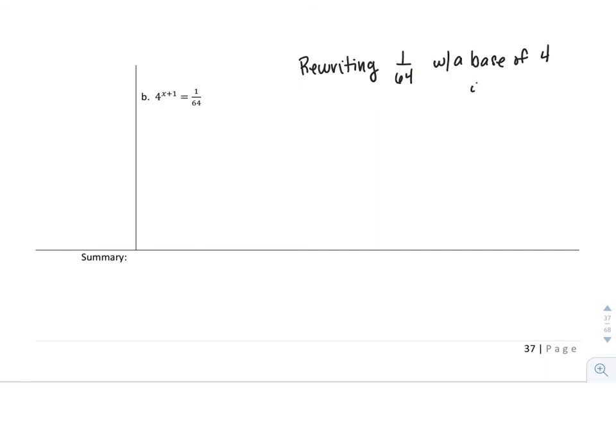So I know that 4 cubed is equal to 64, but notice that we have a fraction. So that means 4 to the -3 is how I get 1 over 4 cubed, which is going to equal 1 over 64. So I'm going to have 4 to the x plus 1 on the left, and then 1 over 64, that's going to be equal to 4 to the -3. So there's really no power of power property here. So the only thing we're going to do is equate the exponents, which means set them equal to each other.